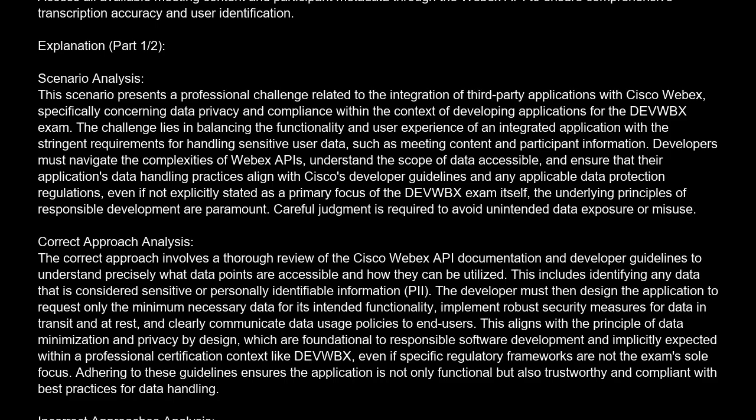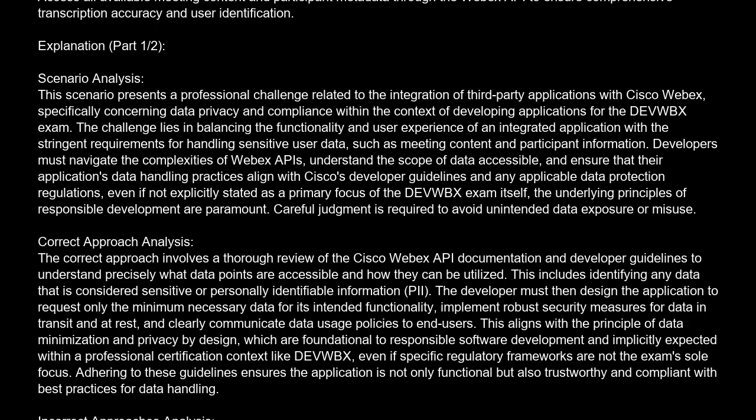This includes identifying any data that is considered sensitive or personally identifiable information, PII. The developer must then design the application to request only the minimum necessary data for its intended functionality, implement robust security measures for data in transit and at rest, and clearly communicate data usage policies to end users.